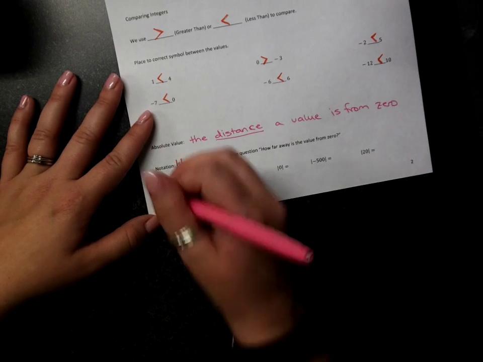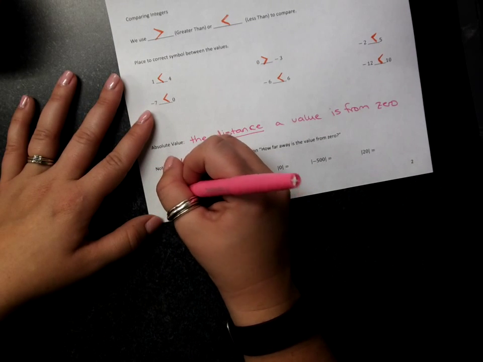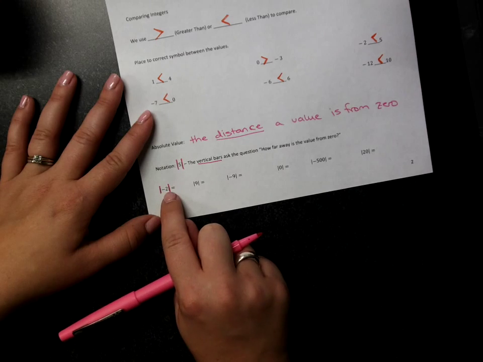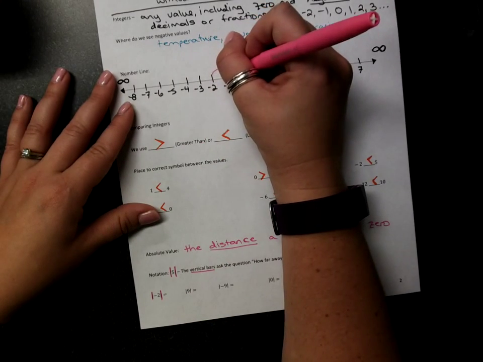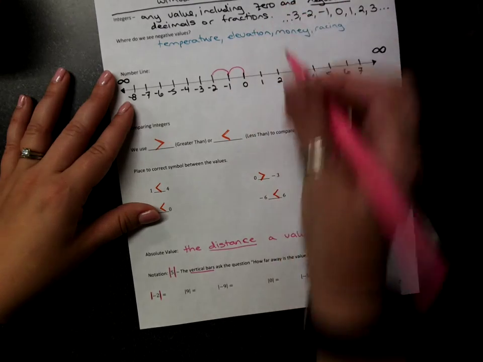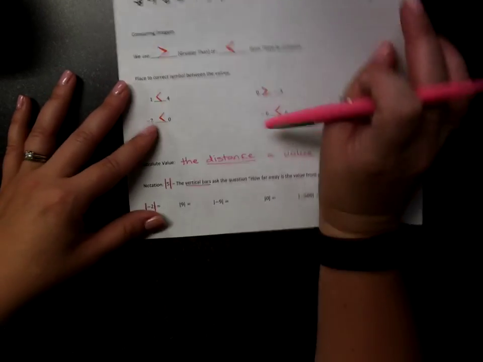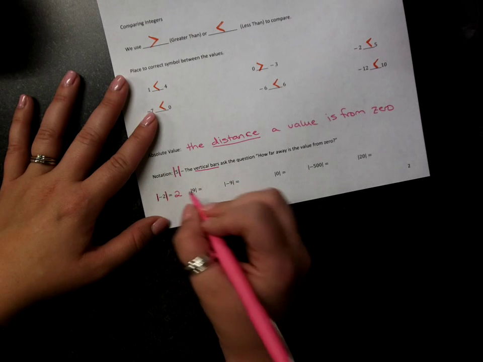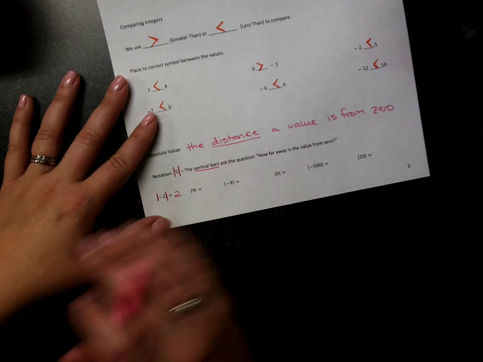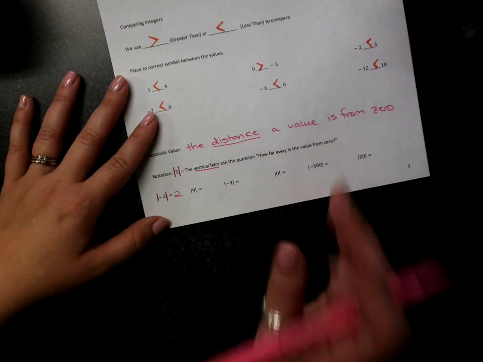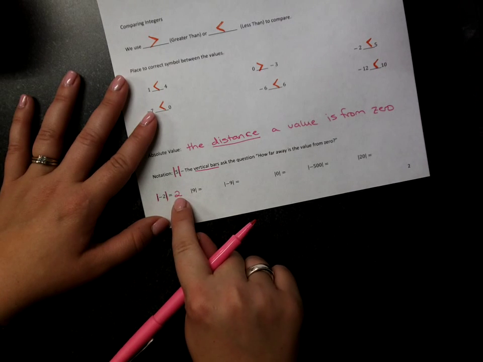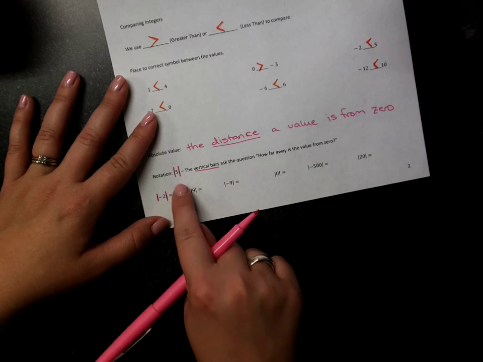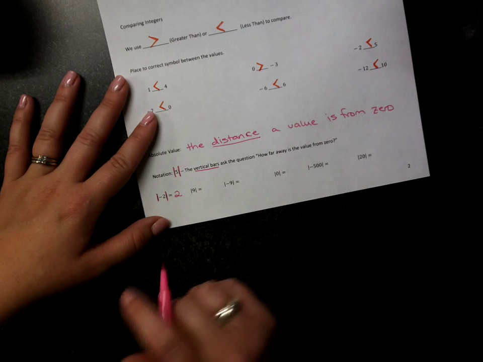So here we have the vertical bars with a -2 in the middle. Look on our number line, -2 is 2 units away from 0. So the answer is just 2. Not -2. We don't use the absolute value bars anymore. It's just 2. Some students still want to put the absolute value bars, and you don't need that anymore.